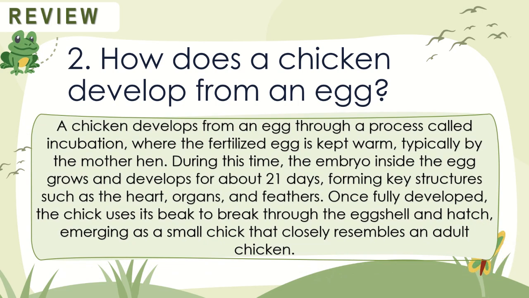Very good. A chicken develops from an egg through a process called incubation, where the fertilized egg is kept warm, typically by the mother hen. During this time, the embryo inside the egg grows and develops for about 21 days, forming key structures such as the heart, organs, and feathers. Once fully developed, the chick uses its beak to break through the eggshell and hatch, emerging as a small chick that closely resembles an adult chicken.